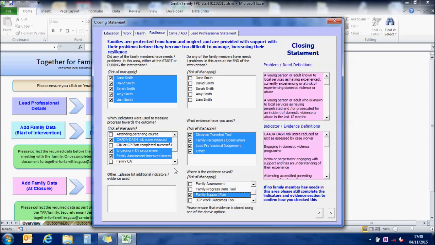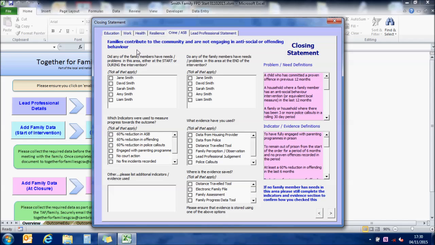The final outcome is around crime and antisocial behaviour, in that families contribute to the community and are not engaging in antisocial or offending behaviour. Sarah was previously involved in antisocial behaviour, but there has been a 60% reduction, and this data has been provided by the housing provider and also the police. This evidence has been saved in the electronic family file.